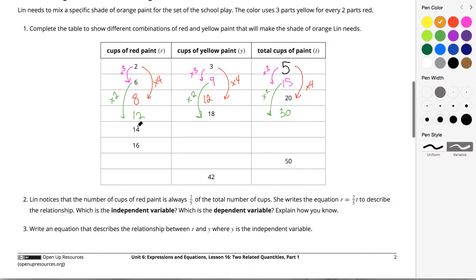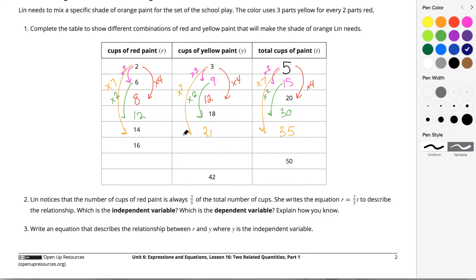For my next spot, I have this 14. I'm going to do 2 times 7. So I'm going to do 3 times 7. That gives me 21. And I can either add these or I could do 5 times 7, which gives me 35. All right, for 16, I can see that I'm going to use the 8. 8 times 2. So now I'm going to do 12 times 2, which is 24. And then 20 times 2, which is 40.